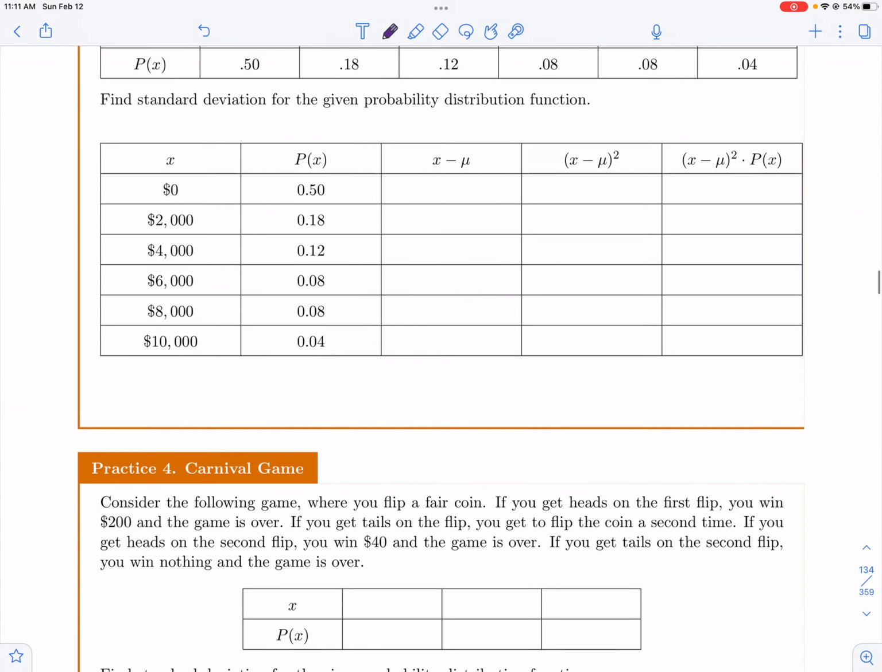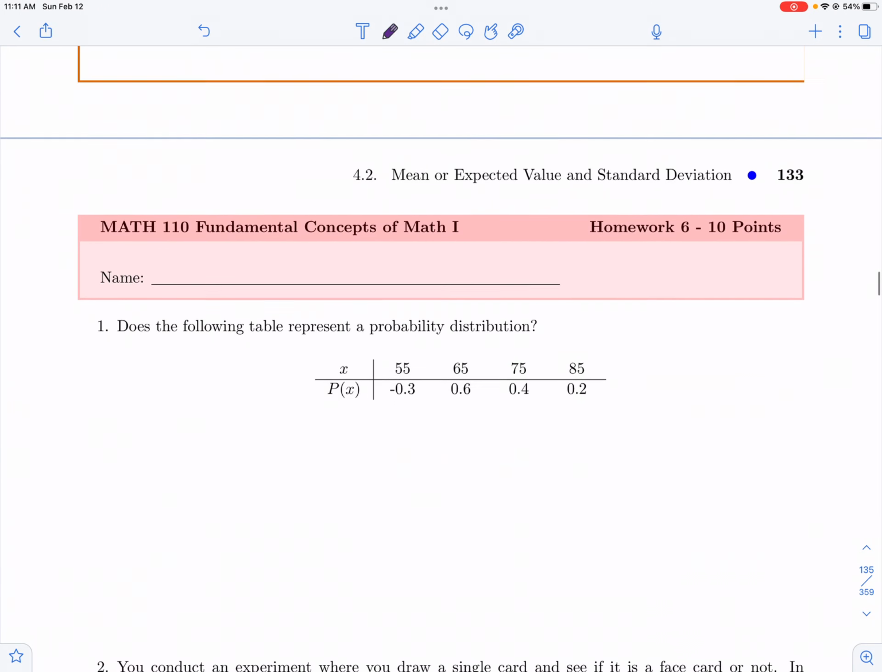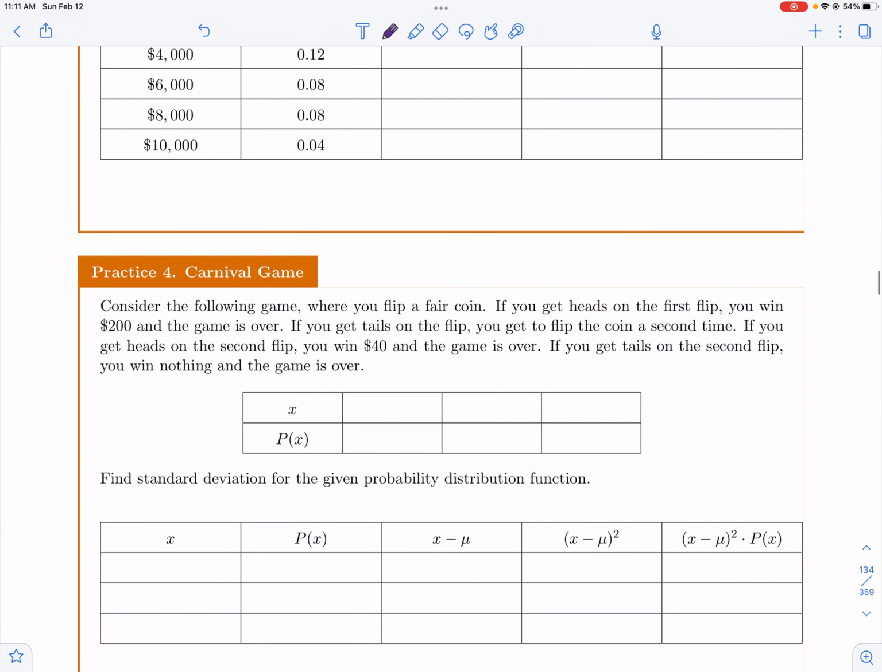Got a couple practice ones for you to work on. So again, these should be the same as above, just using the standard deviation now.